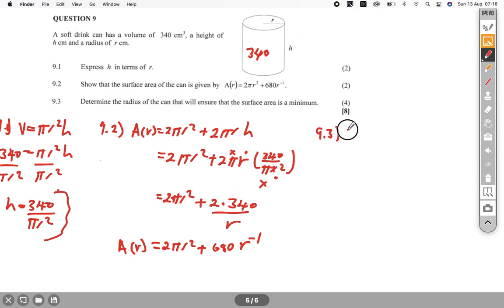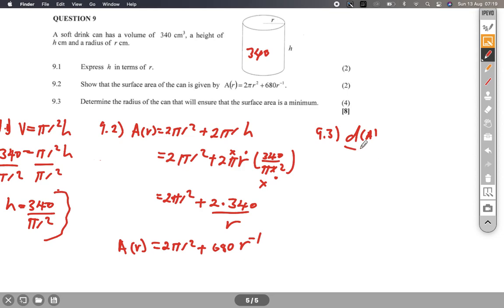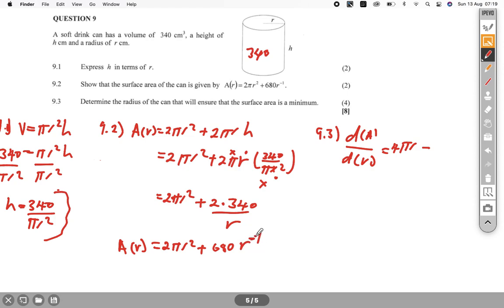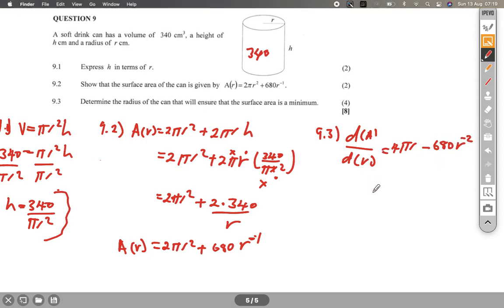So the derivative of this would be d of area over d of radius. And this would be 2 times 2, which is just 4 pi r to the power 1, plus, since it's a negative, it's going to be minus 680 r to the power negative 2. Now you need to equate it to 0.